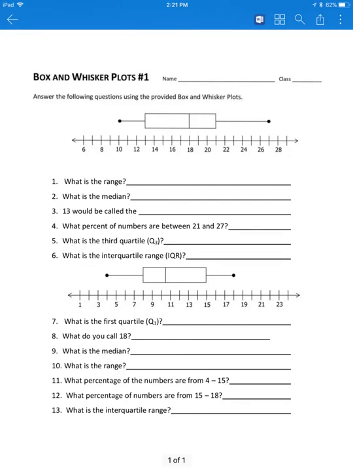Hey guys, we are going to work on two worksheets in this video. On this worksheet, on the first side, we're going to work on answering questions about box plots. Make sure you're ready to go. So let's start with this one where we're going to answer questions.